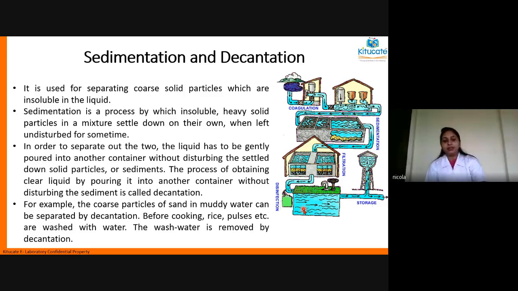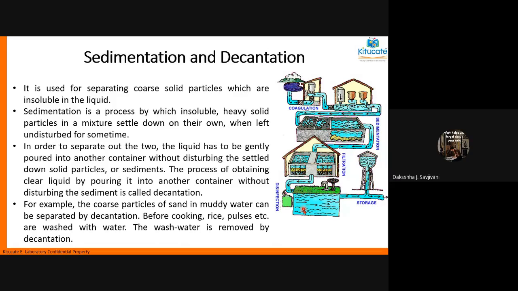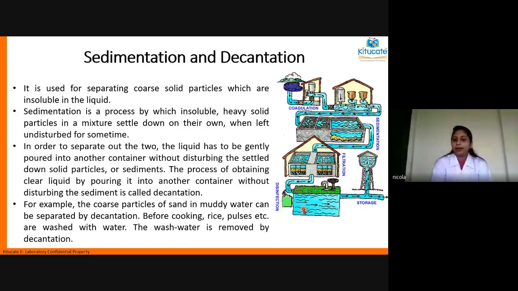Then after that, the water moves through the disinfection process. All the germs are killed, and then it is stored. The storage you all can see, the clear water is stored there, so we can obtain it when we require it. Is this water treatment process clear to everyone?